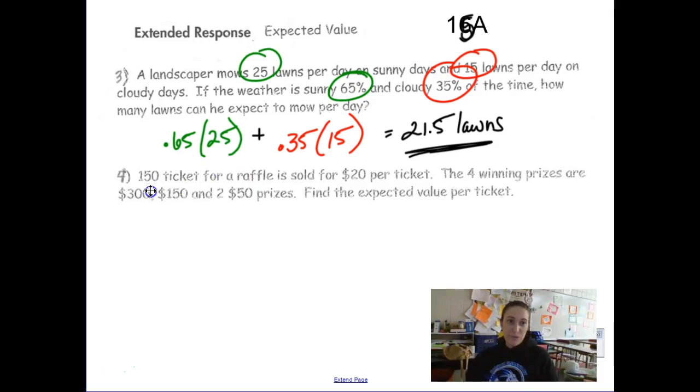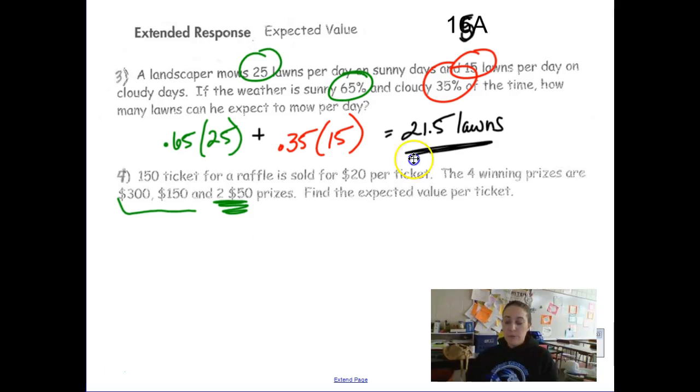Raffle tickets, right? So we have 150 tickets that are sold for $20 per ticket. The 4 winning prizes are $300, $150, and then there are 2 $50 prizes. So watch out for that one. And I want to know the expected value of just 1 ticket. Let's pretend I just bought 1 ticket. I want to know how much this ticket is worth, and basically, is it worth buying?